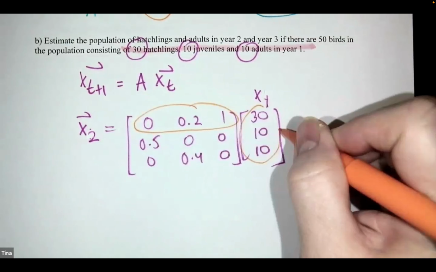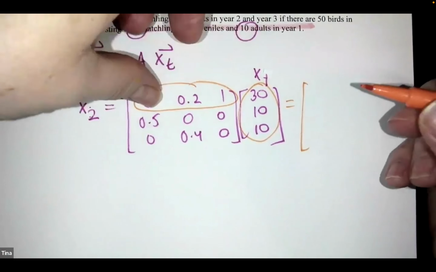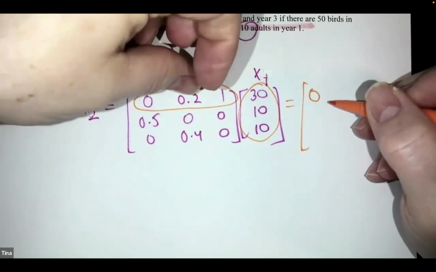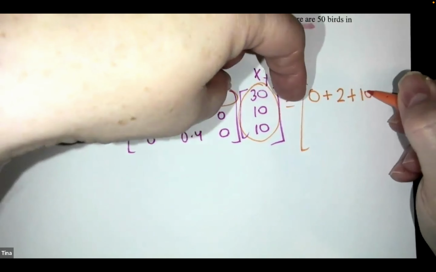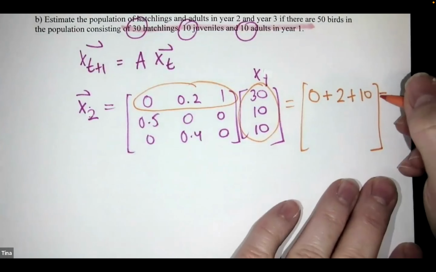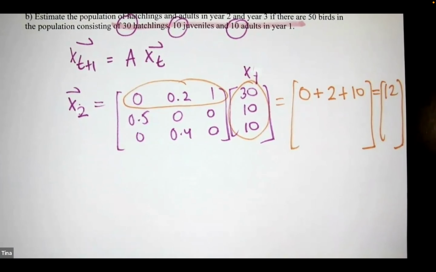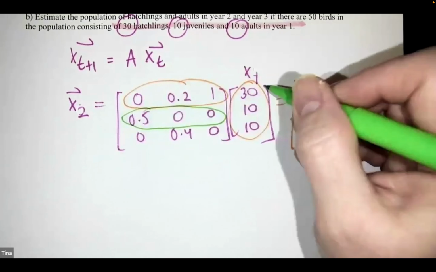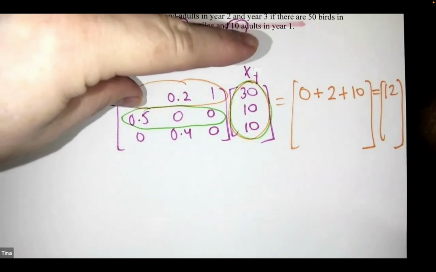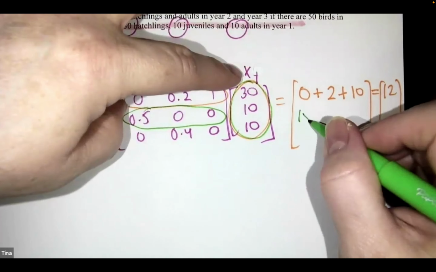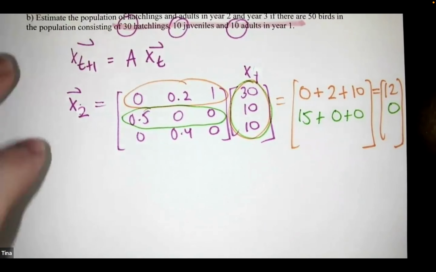So let's do this. We have 0 times 30 is 0, plus 0.2 times 10 is 2, plus 1 times 10 is 10. So that's 12. And then we've got first times first, plus second times second, plus third times third. So half of 30 is 15, plus 0 times 10 is 0, plus 0 times 10 is another 0.